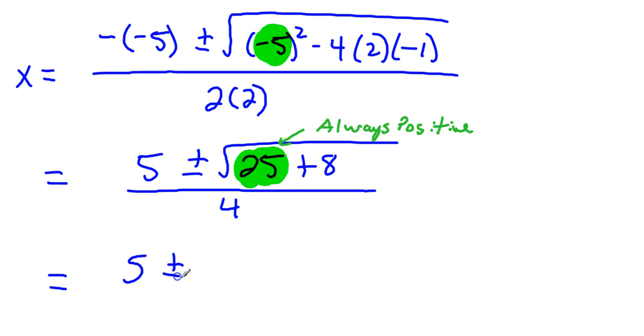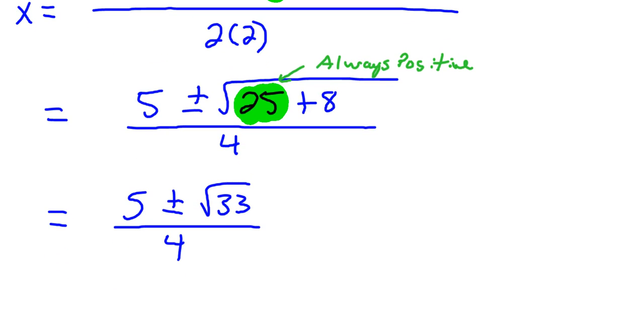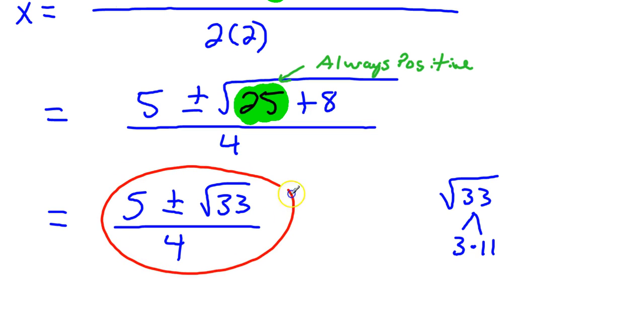Alright, so that's 5 plus or minus. When you do 25 plus 8, that is 33 over 4. And the only thing you can do then is you have to take that square root and break it down. 33 would be 3 times 11. Both of those are prime. There's nothing you can do to break that down, so there you go. That's your answer.